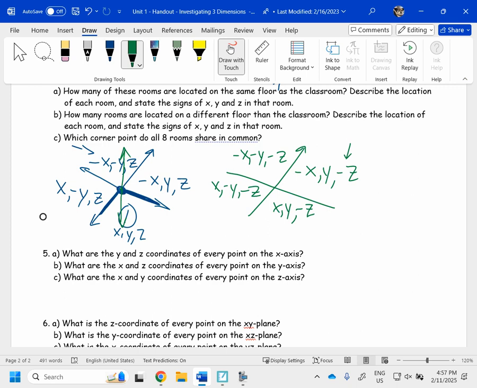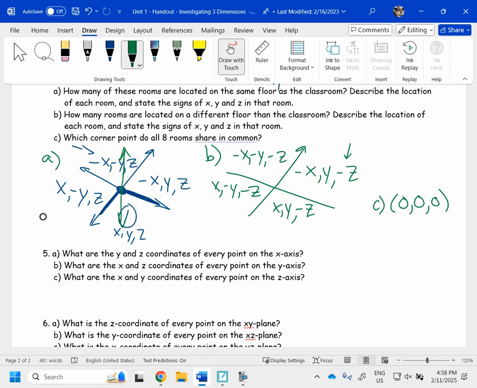It asks us, what corner point do they all share in common? We can figure that out. That would be our origin, of course, 0, 0, 0. That's part C. And this is part B. This was A. Okay. Next part.